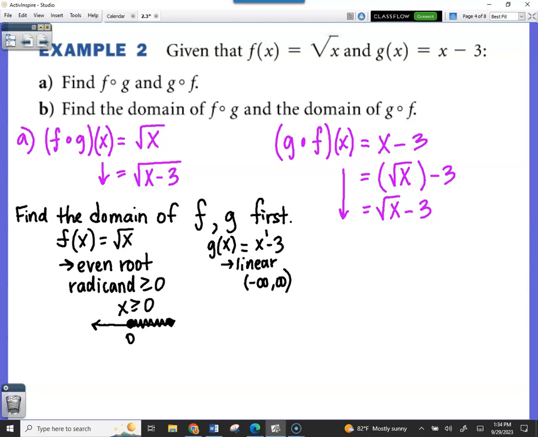So this is where we have found them individually. You have to do that first. Here's why. Now what we're going to do is find the domain of f of g, and then we're going to find the domain of g of f. Okay?